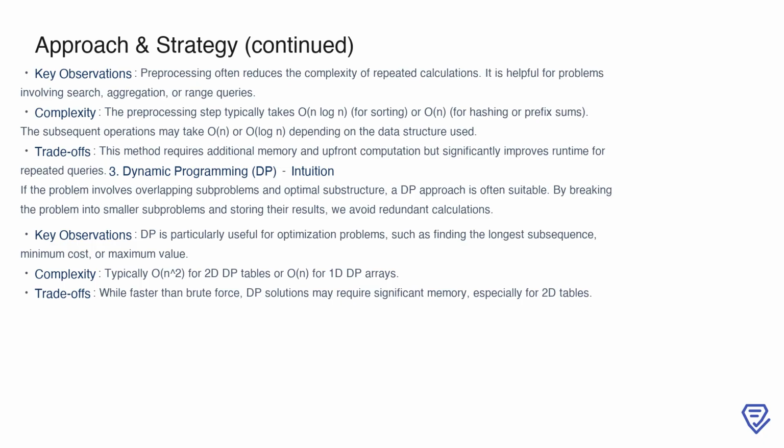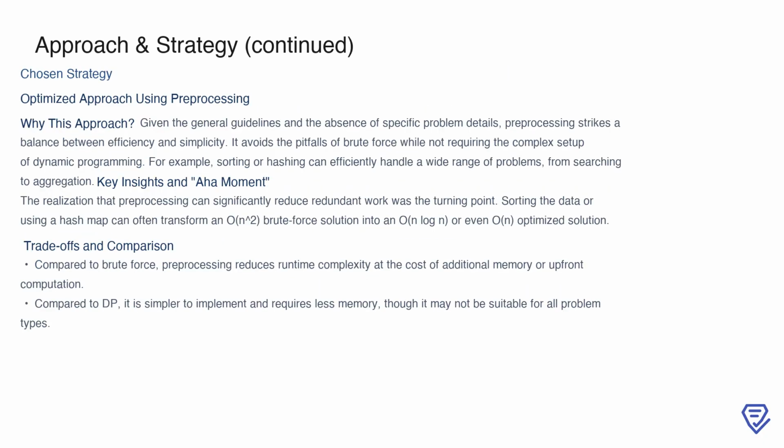For problems involving overlapping subproblems and optimal substructure, dynamic programming provides another alternative. The strategy chosen here is the optimized approach using pre-processing. This method balances efficiency and simplicity, making it well-suited for a wide range of problems. By pre-processing the data, such as through sorting or hashing, we can often reduce the complexity of brute force solutions from O(n) squared to O(n log n), or even O(n), depending on the implementation.